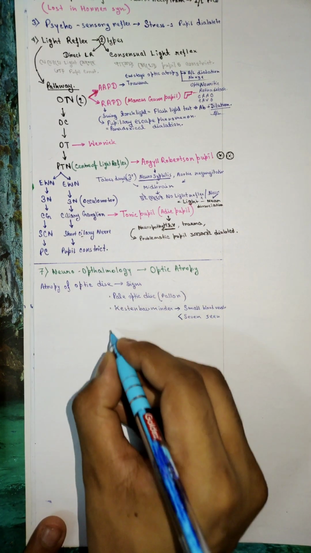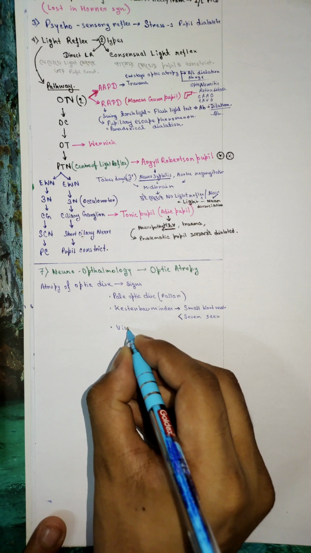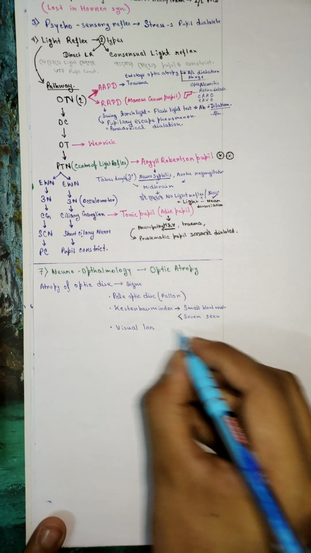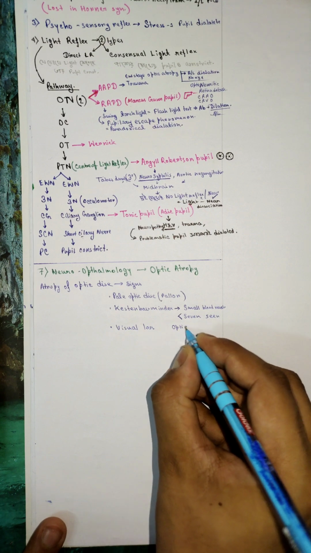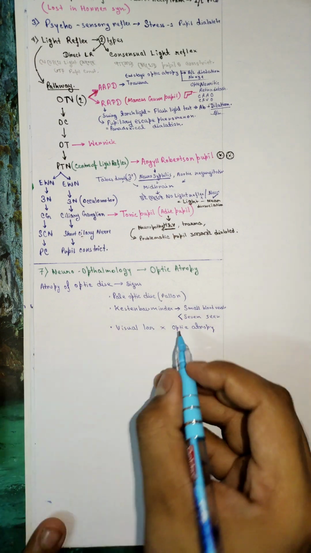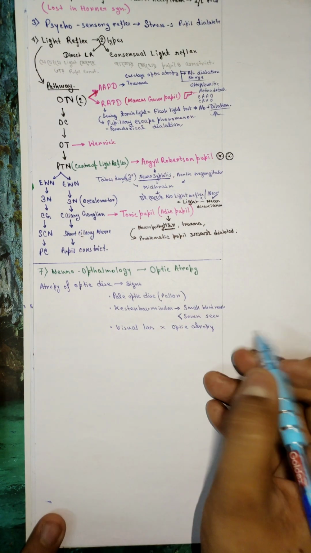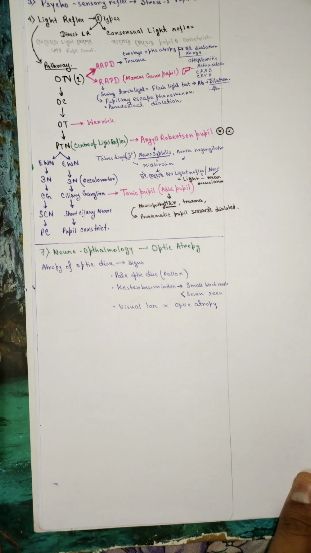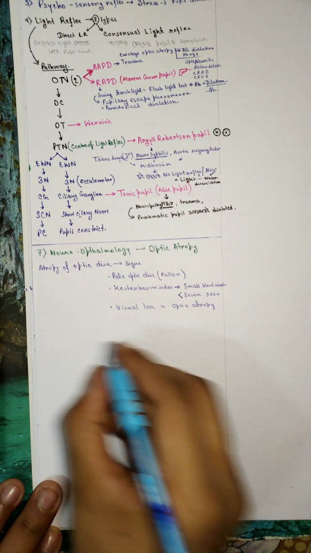Third is visual loss and optic atrophy don't correlate. Okay, visual loss is less even with much more optic atrophy. It is the same as in glaucoma. The same thing is seen in glaucoma as well. Okay. So now we will see what are the causes behind the optic atrophy. First, types of optic atrophy.